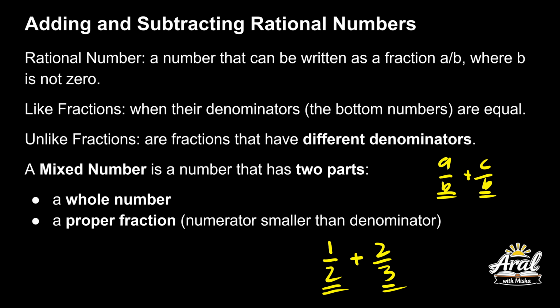Next is mixed number, is a number that has two parts. Number 1, a whole number. Let's say 2 and 1/2. Okay, 2 is your whole number. And a proper fraction, which means numerator is smaller than the denominator. Okay, so 1/2, this is your mixed number.